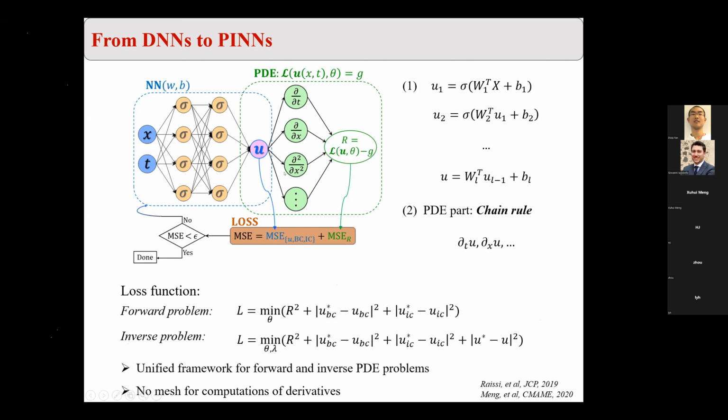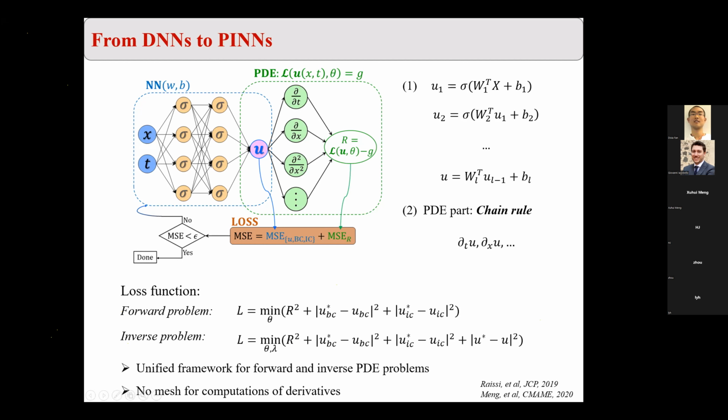And we can also use the same framework to solve an inverse problem. By inverse problem, I mean we have some measurements on the solution of the equation, and we also have some unknown constant or unknown field or unknown functions in the equation. So we can use the following loss function to solve the inverse problem using PINNs.